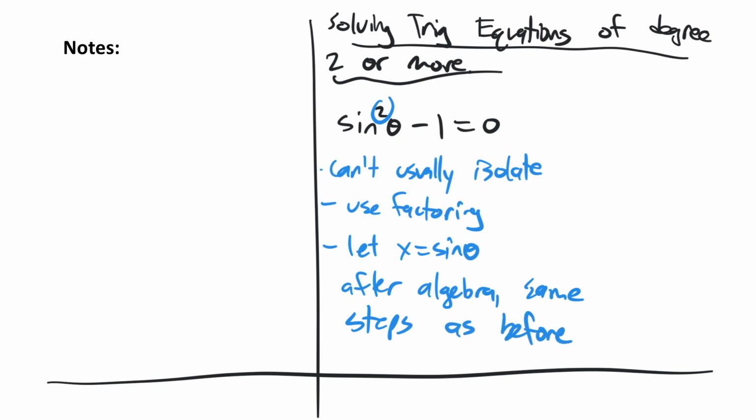So for your example, why don't you go ahead and solve that equation? Sine squared theta minus 1 equals 0. Just to give you a hint, this is a difference of squares, so the factoring should be pretty easy for you. Go ahead and give that a try.